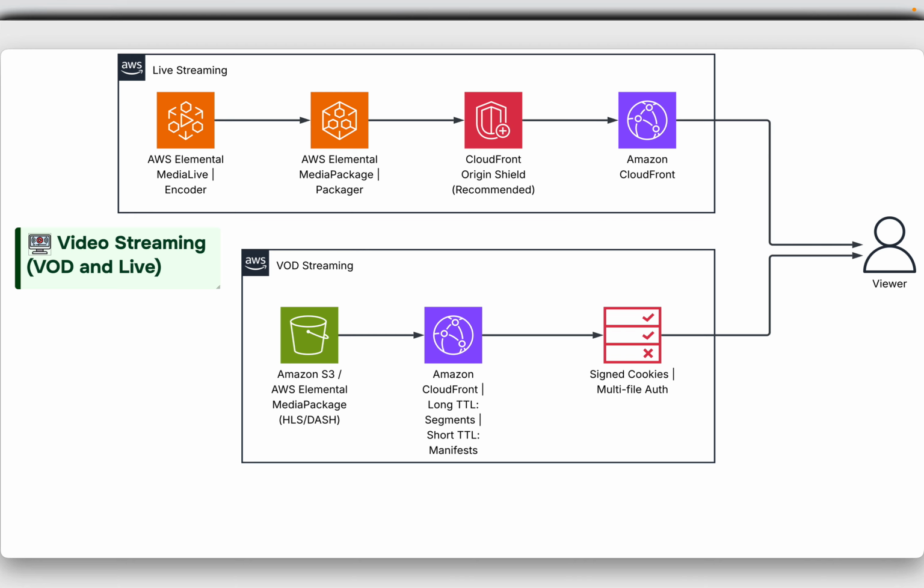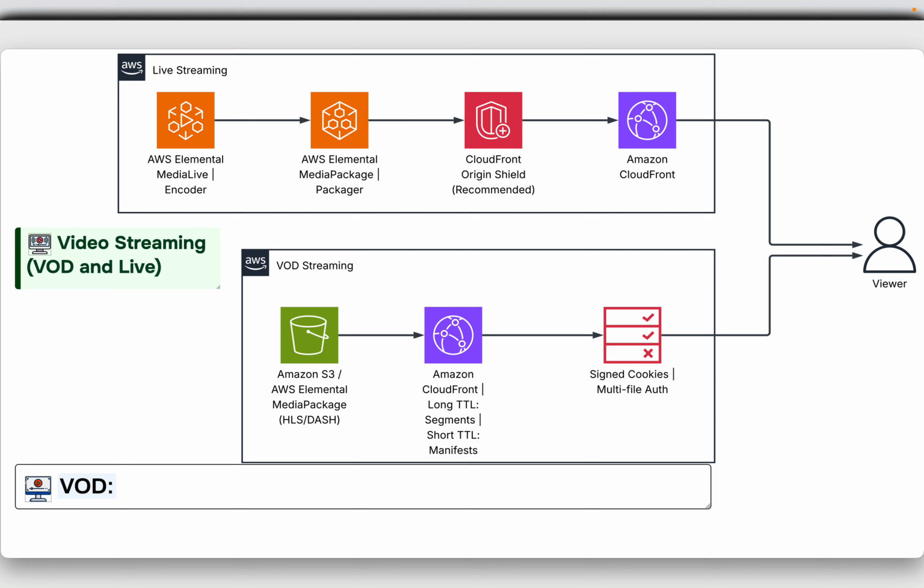For video on demand streaming, Amazon S3 or MediaPackage with HLS/DASH serves as the origin. CloudFront caches with long TTLs for segments and short TTLs for manifests. And signed cookies provide multi-file authentication. So the VOD workflow will look something like this.